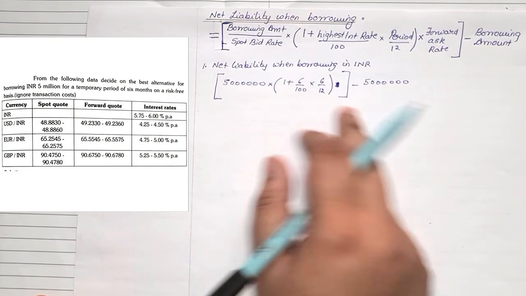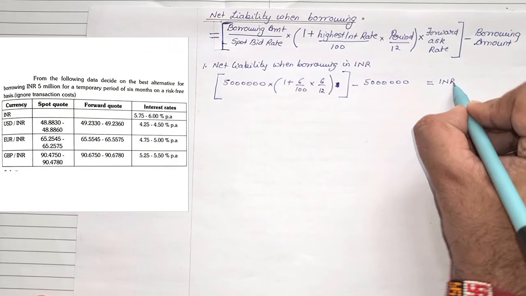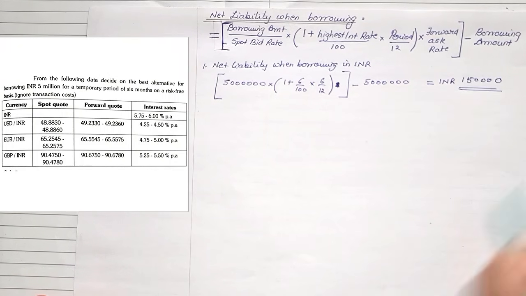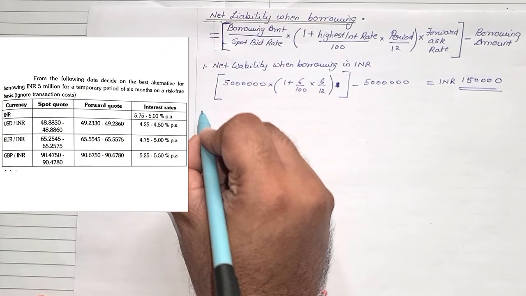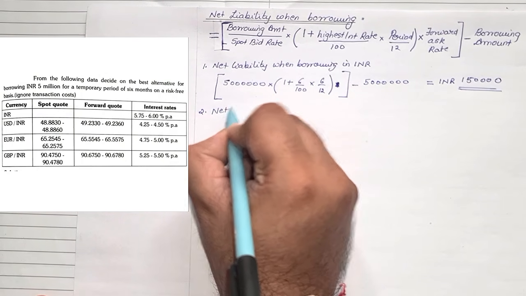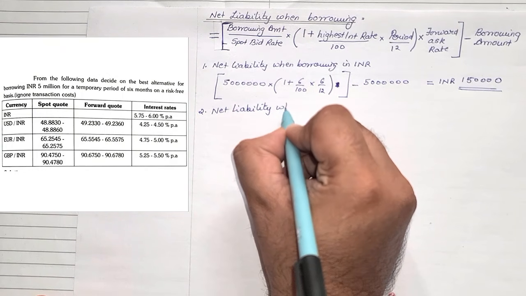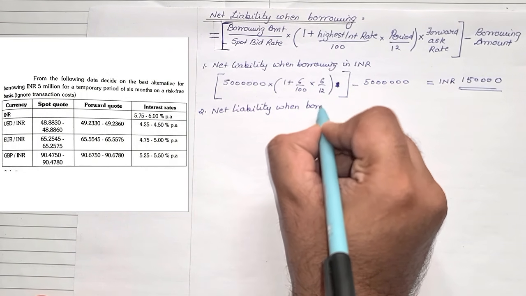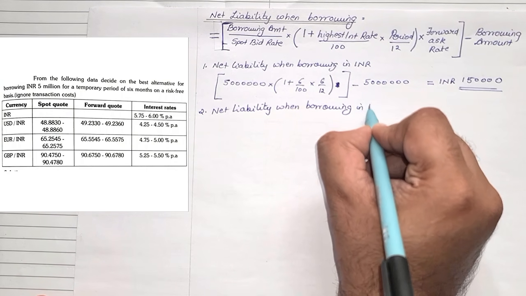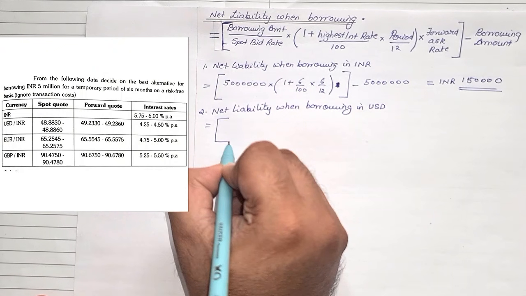So when you solve, the value that you all should get would have been INR 1,50,000 in the first case. Now second, they are giving you USD, so I'll write here net liability when borrowing in USD. Again, our formula remains the same.